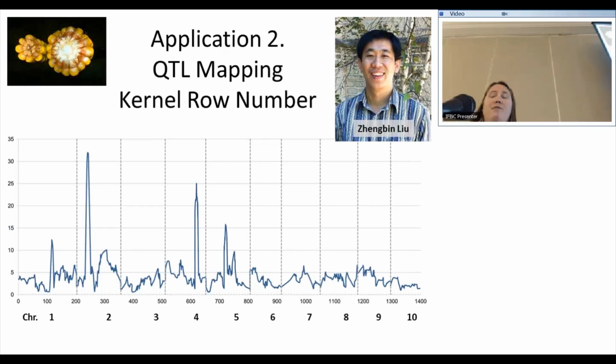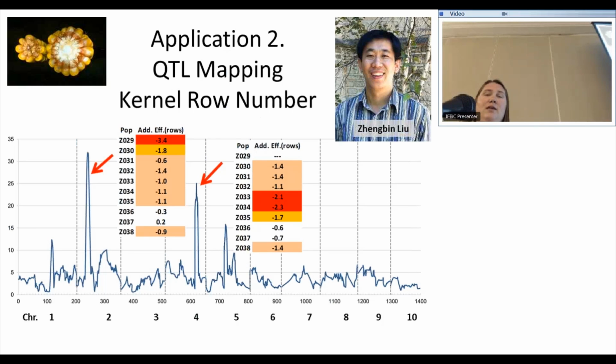I have a postdoc working on the project who is trying to find one of the genes that controls how many kernel rows go around the ear. B73 has approximately 18 kernel rows. Some of my teosinte lines have closer to 8 or 10. And we have a region on chromosome 2 that we're very interested in that really has a very dramatic effect.